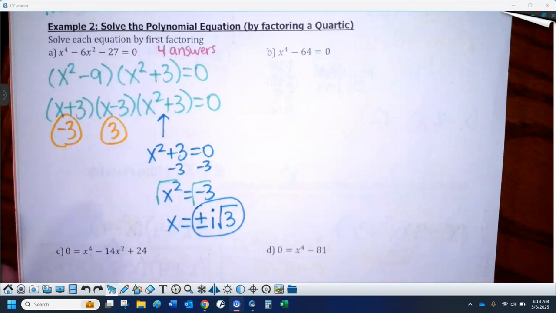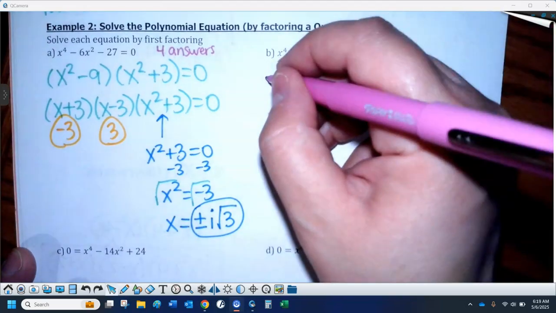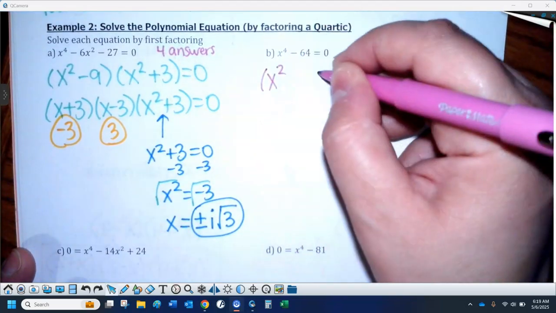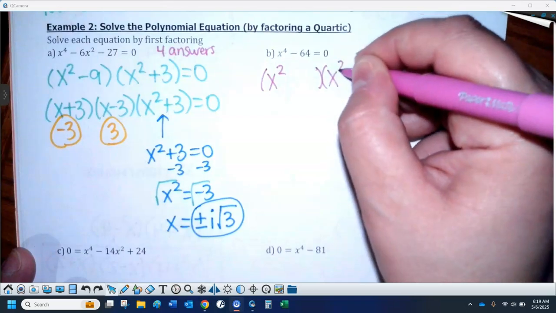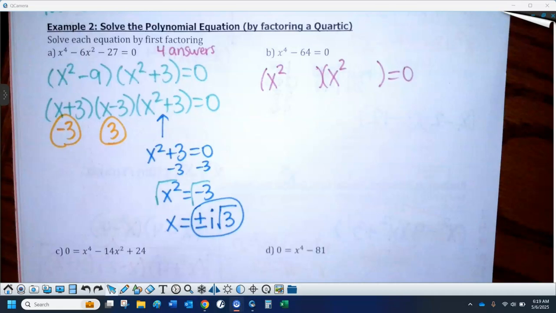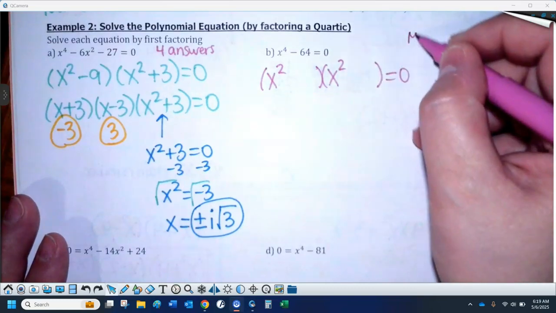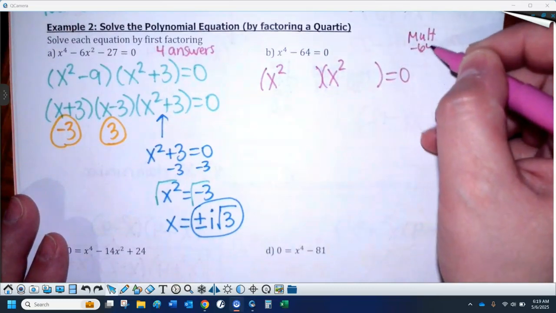All right. Now, this is not one we did on the front. So x to the 4th minus 64. If I see an x to the 4th, I'm automatically going to know I'm going to start each of my factors with x squared and x squared. This is an equation, so this is set equal to 0. So we want to see what we would plug in here to make this 0. So this is going to be multiply to get negative 64.